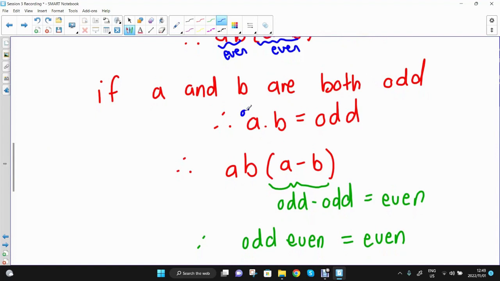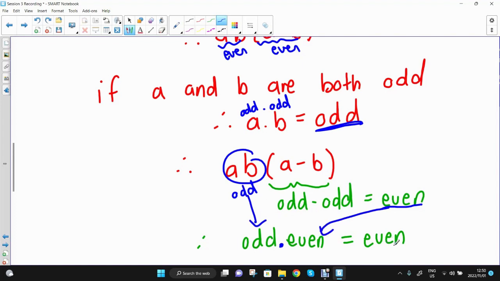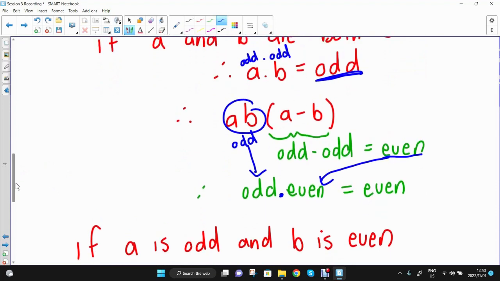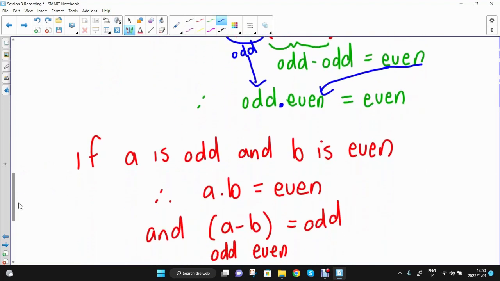So if this is an odd times an odd, then I'm definitely going to get an odd number. So all of this is going to be odd, that we know. Then if I have odd minus odd, an odd minus an odd is going to give me an even, which means an odd times an even number is going to give me an even. So that works out, and we get an even again. So just one more scenario to check.